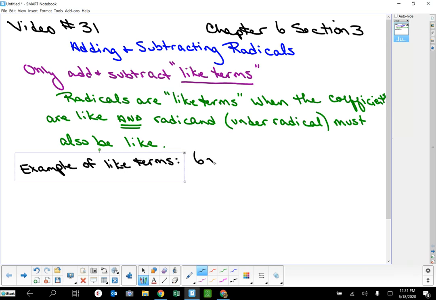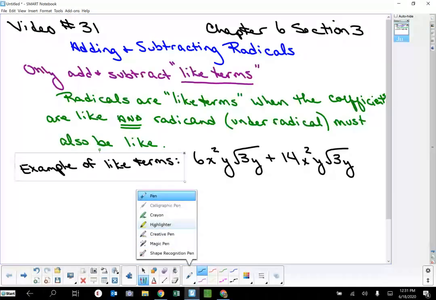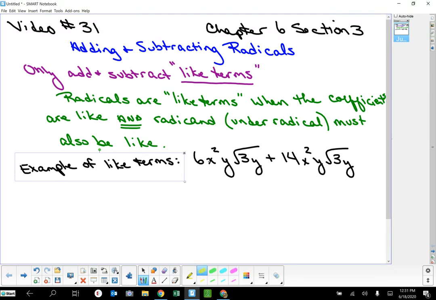Let's go 6x squared y radical 3y and 14x squared y radical 3y. So these have, if you look at them carefully, exactly the same variable combination outside, so x squared y, and then underneath the radicand, they have the same information, which is a 3y. So these are considered like terms.